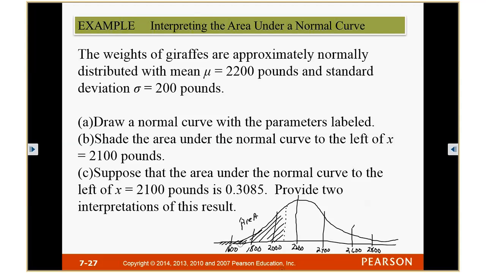Below or less, because it's to the left. Then what's the complement of that? Let's say 3.1, okay? 0.69 is what? Above. And that's the way you need to read these graphs, because that's what we're going to be doing through the whole chapter 7.